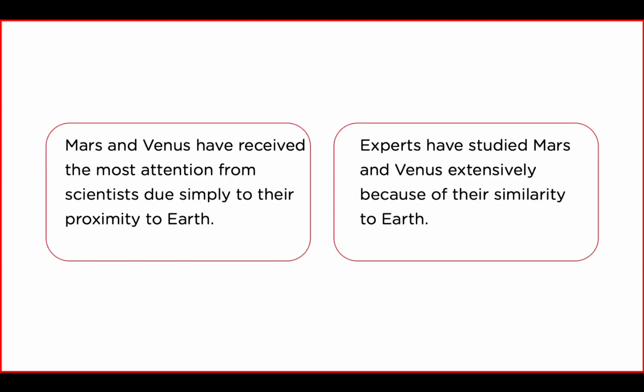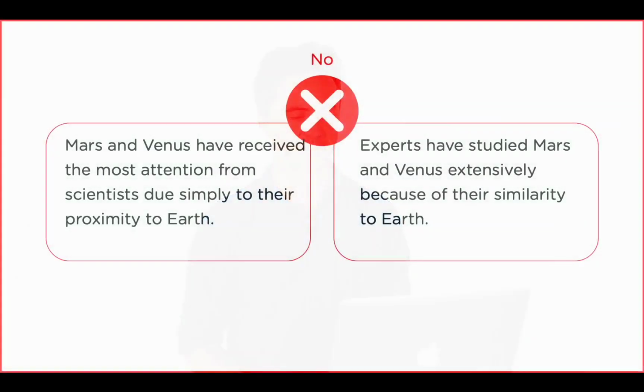What about this one? Mars and Venus have received the most attention from scientists due simply to their proximity to Earth. The statement says experts have studied Mars and Venus extensively because of their similarity to Earth. This is contradictory. Proximity and similarity are not the same thing. These two statements defy each other, so you would say no.